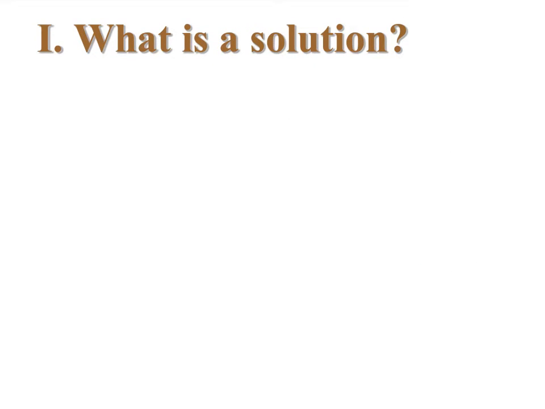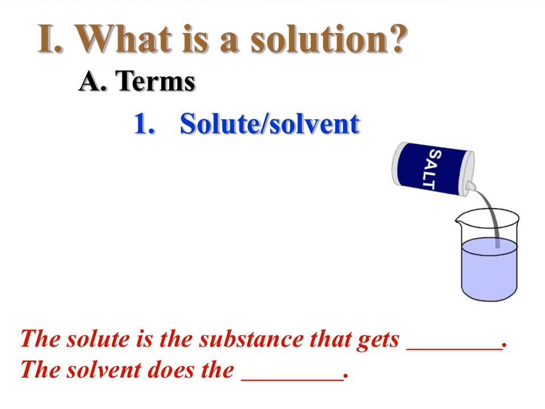So what is a solution? Let's think about some terms, some vocabulary words that we've discussed. There's solute, that's the stuff that's getting dissolved. It's usually in less concentration. And then there's solvent, the stuff that does the dissolving, usually in greater concentration. So the solute is the substance that gets dissolved, and the solvent does the dissolving.